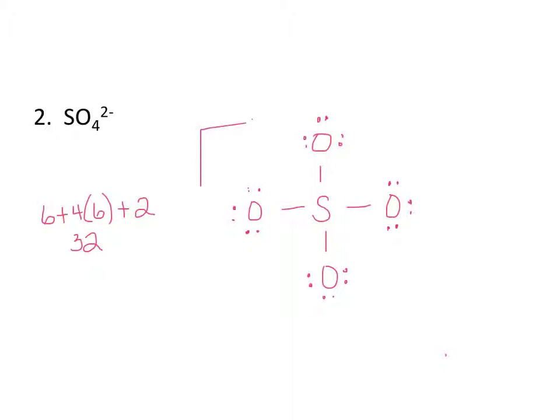I've got an ion going on, so I've got to draw the bracket. And I kind of messed up my bracket there. And then I've also got to write the charge out here. It is a 2- charge. So there is the sulfate ion.